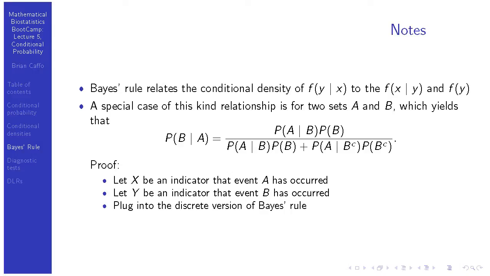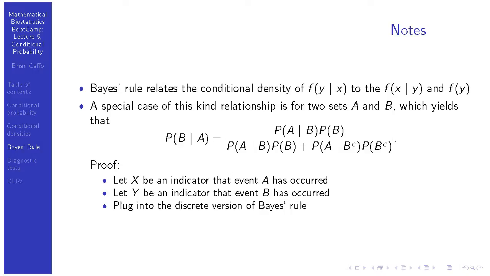Bayes' rule, again, relates f of y given x to f of x given y, and then the marginal density f of y. And if we apply this to events, it takes a kind of familiar form that you may have run into before. So a special case of this relationship basically works out to be probability of B given A is the probability of A given B times the probability of B, divided by probability of A given B times the probability of B plus the probability of A given B complement times the probability of B complement. And you could do this exactly from our previous formula.